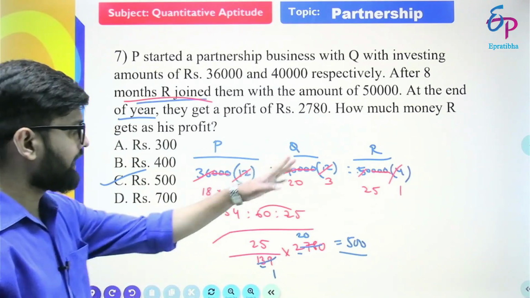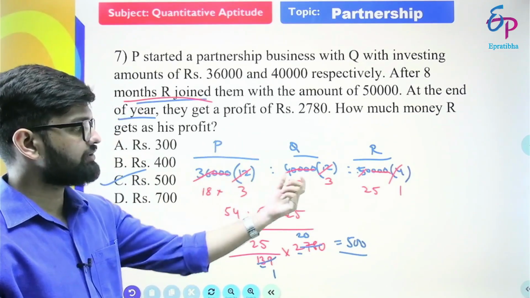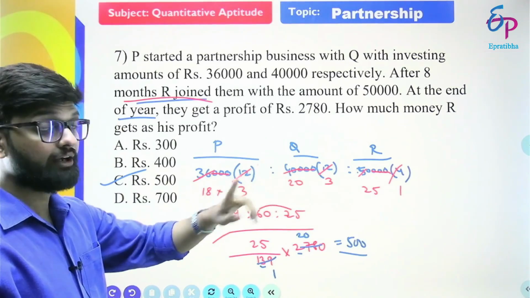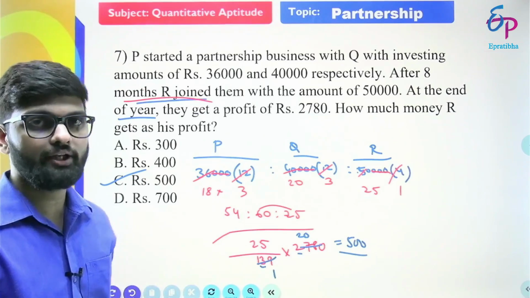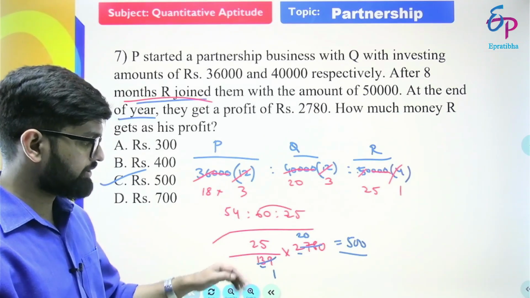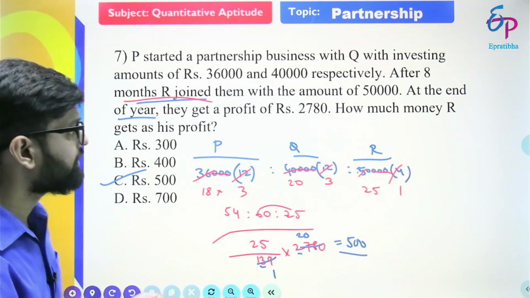So for P, Q, R: 36,000 into 12, 40,000 into 12 and 50,000 into 4. Why have I written 4 there? Because he is joining after 8 months. So 54 is to 60 is to 25, 25 by 139 into 2780, that is 500 is the answer for this question.